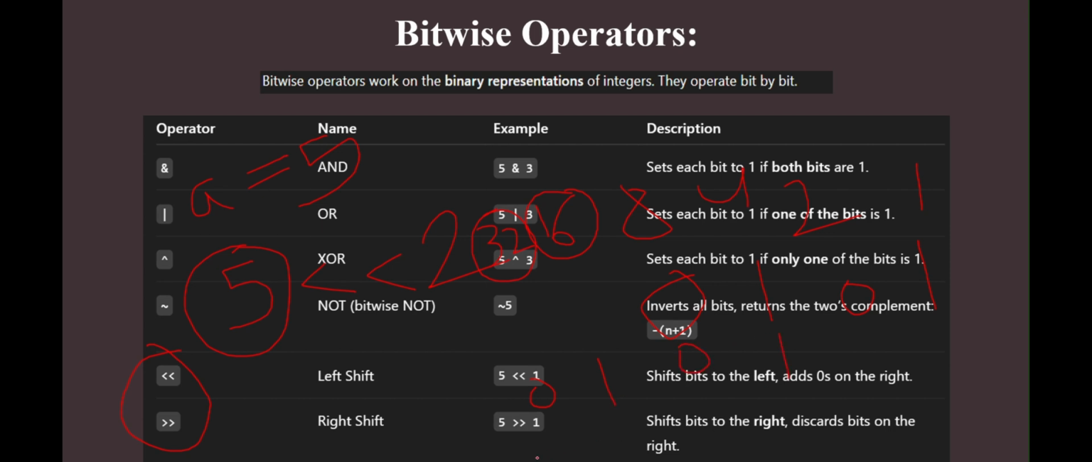The value that I'll be getting for 5 will be 4 plus 16, so I'll be getting 20. If I apply a left shift of 2 to the value 5, I'll get 20, because I am shifting bits towards the left by 2. I hope this is clear.